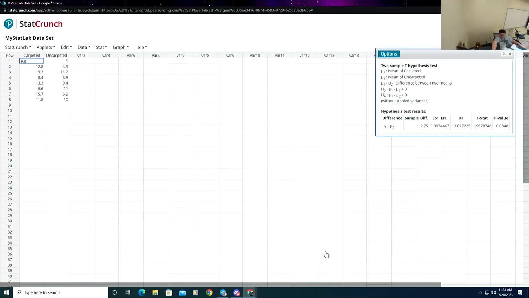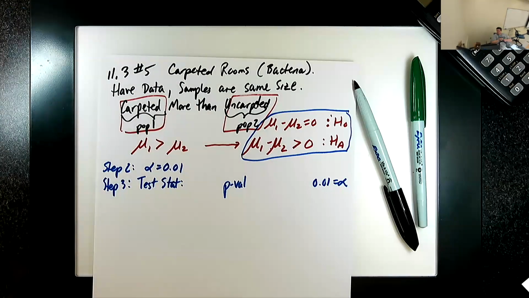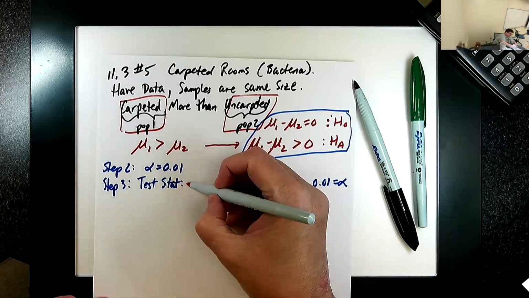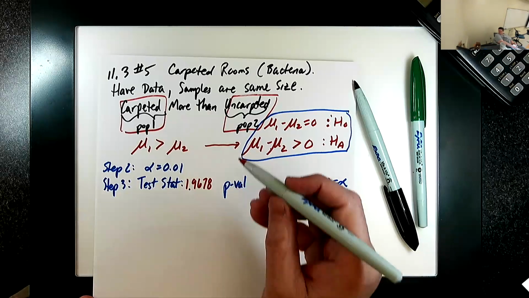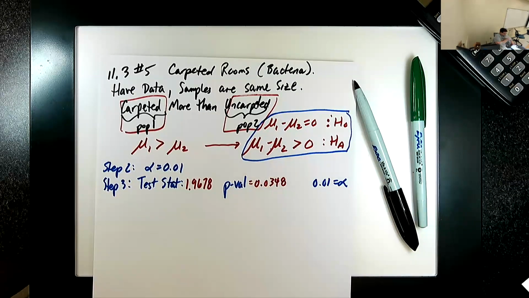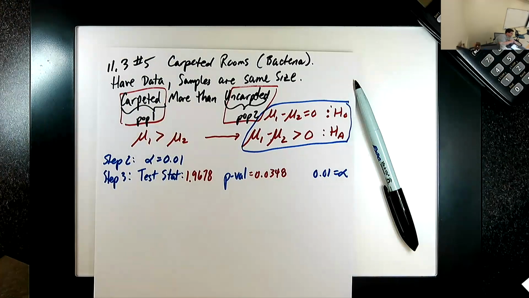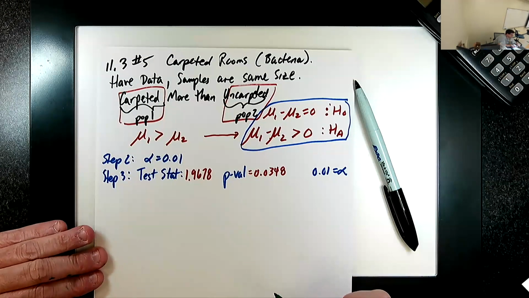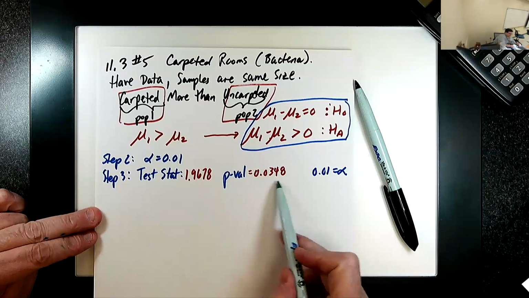All right, when I do that, the test stat gets thrown back as 1.9678, and the p-value is 0.0348. So we compare with our level of significance. Are we greater than or less than? How do these two compare?